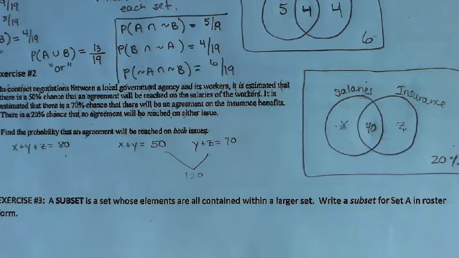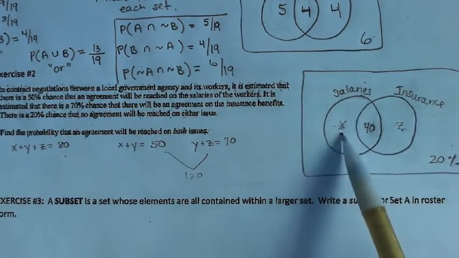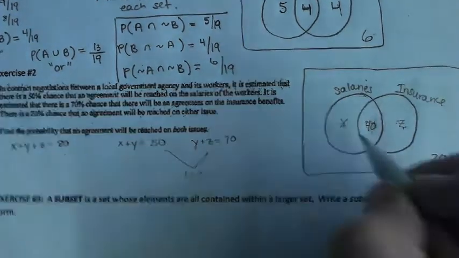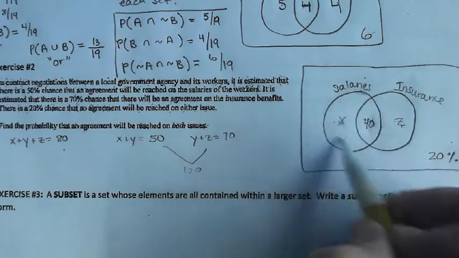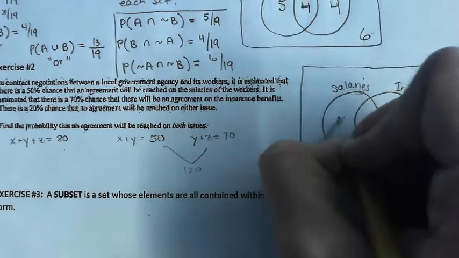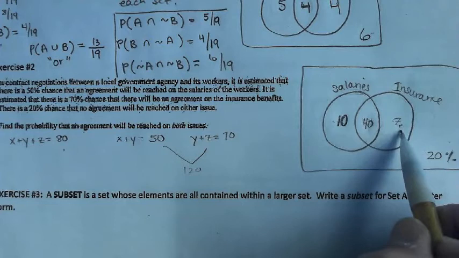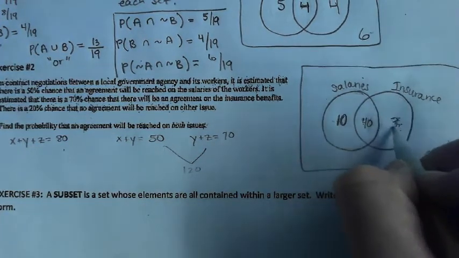Again, starting that Venn diagram, thinking from inside out is going to help you. Now that you know salaries is supposed to add up to 50 total, what's that x going to be? Jordan? 10. And Andy, what's this insurance number going to be? 30, because we're supposed to be 70 total.